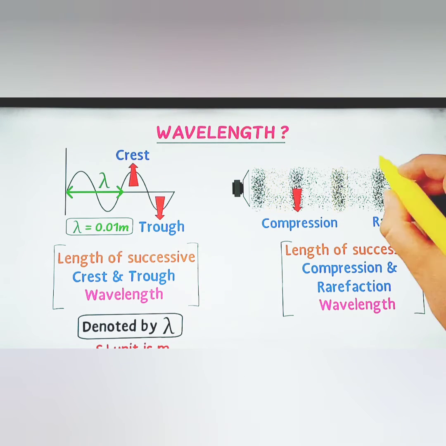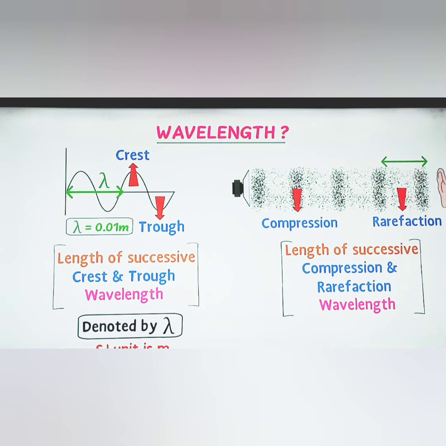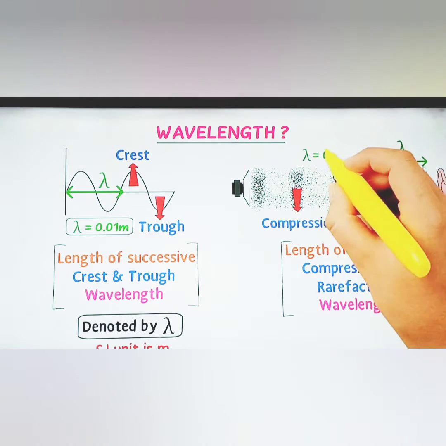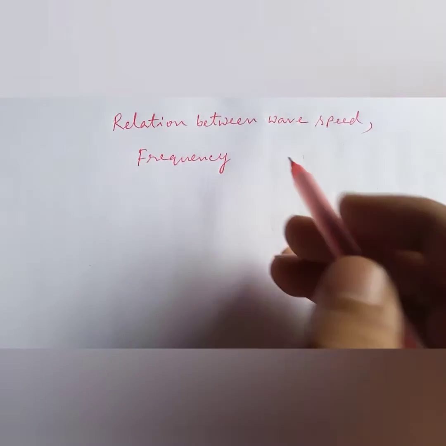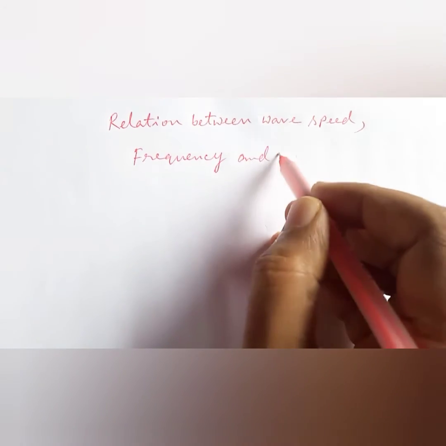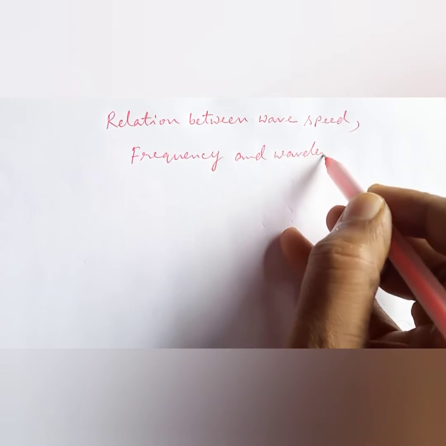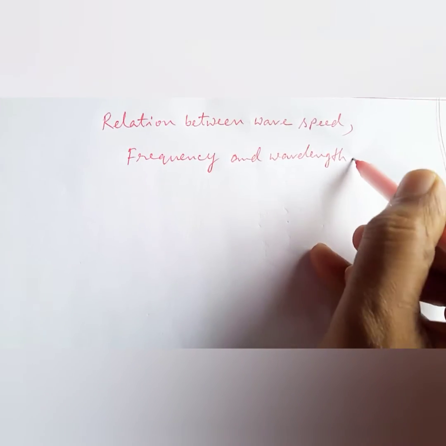We also know that this region is compression and this region is rarefaction. So the length of one compression and one rarefaction is wavelength or lambda. Let's suppose that its wavelength or lambda is equal to 0.002 meter. Thus remember that wavelength is the length of successive crest and trough, and it is the length of successive compression and rarefaction. Let's see the relation between wave speed, frequency and wavelength.